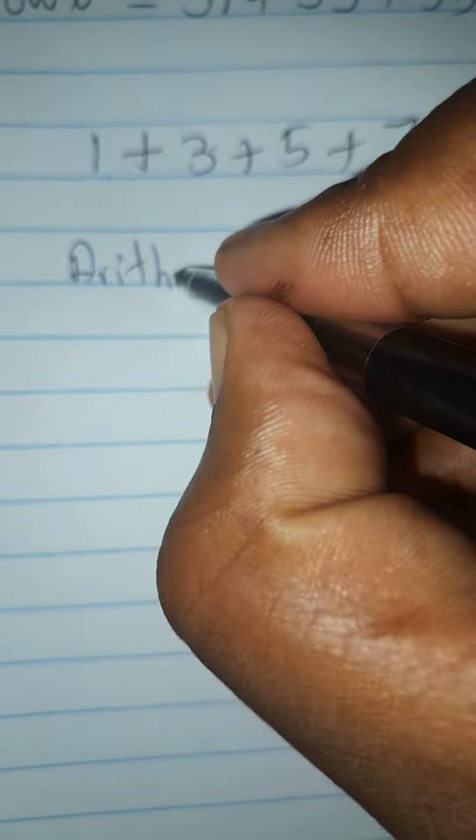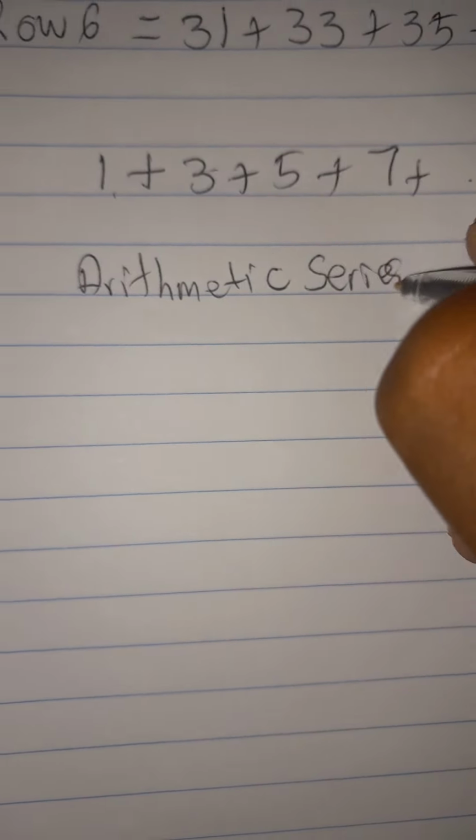3 minus 1 is 2. 5 minus 3 is 2. So it's a series, and the special name will be an arithmetic series. That's the special name for this pattern.